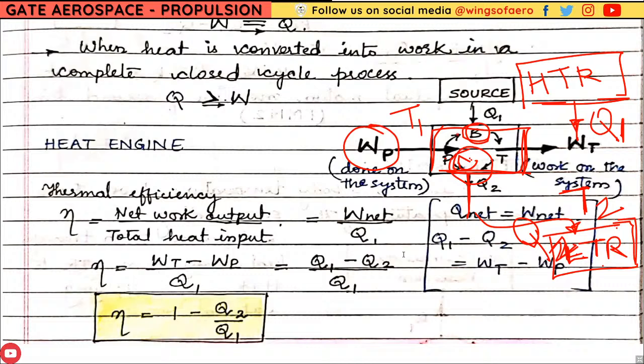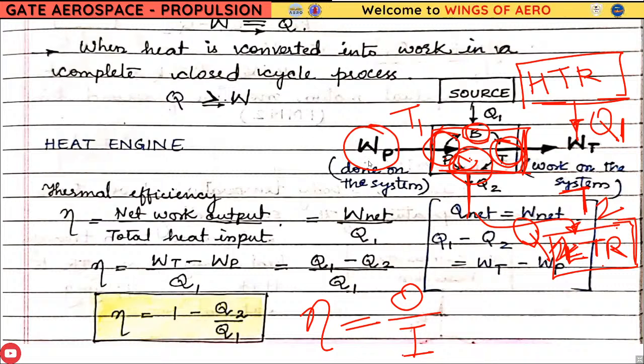Okay. And in the pump, the work done into the pump and the work done by the turbine. Alright. So if we have to find the efficiency, how can we find the efficiency of this engine? Always the efficiency is output by input.